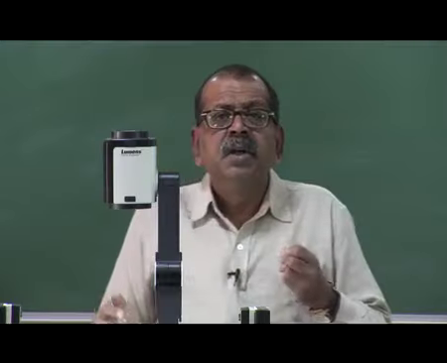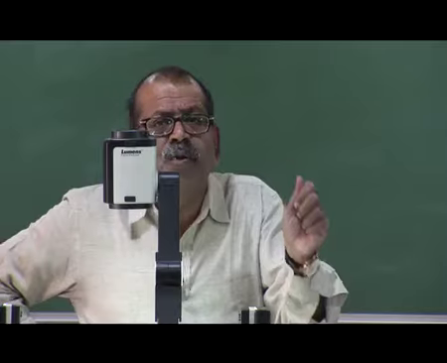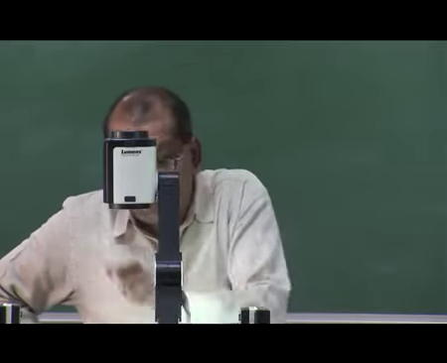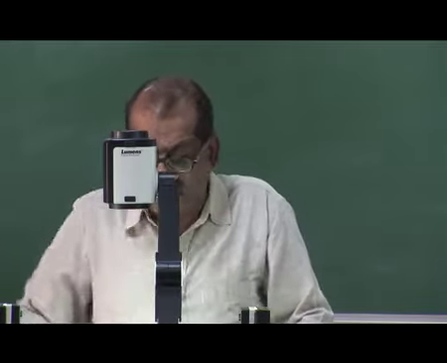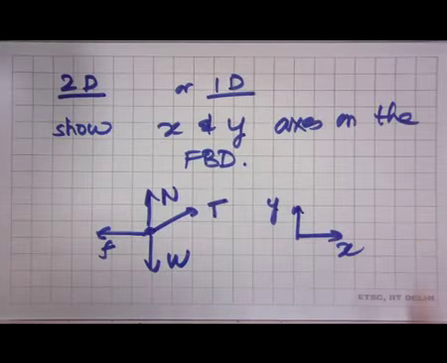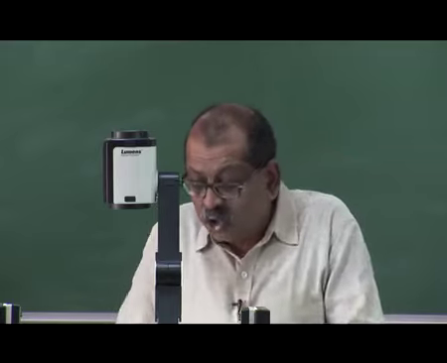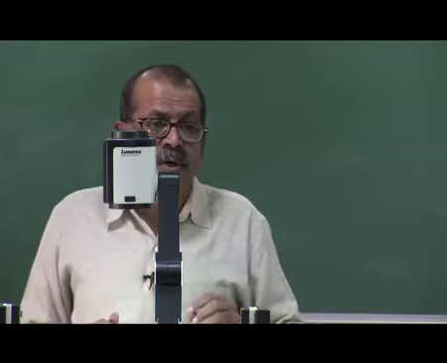The reason is because eventually I will have to do a vector balance. I will have sum of forces in the x direction is equal to mass times acceleration in the x direction. Now, if you have shown x like this, then anything which is in the opposite direction will come with a minus sign. So, therefore, drawing the directions is very important.